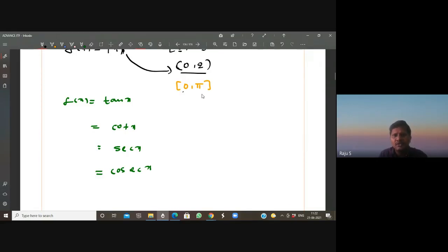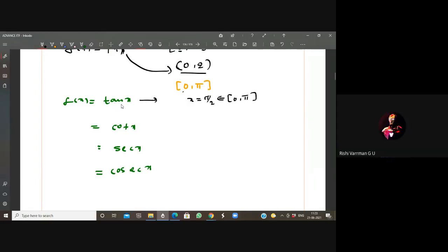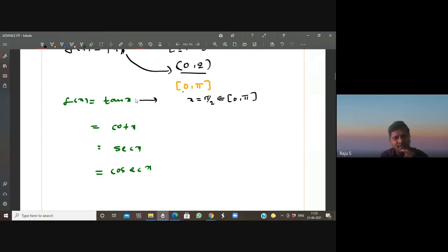See here, from 0 to pi, I want to check first the continuity. Is tan x continuous everywhere from 0 to 180, 0 to pi? At x is equal to pi by 2, pi by 2 clearly belongs to 0 to pi. What is tan 90? Infinity. Then can we say that tan x is continuous?